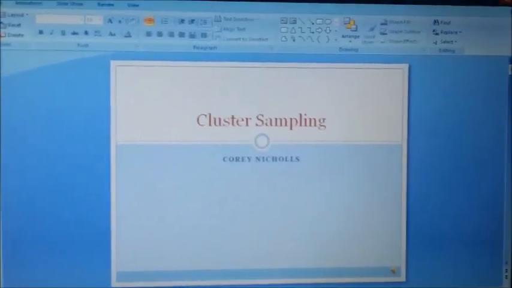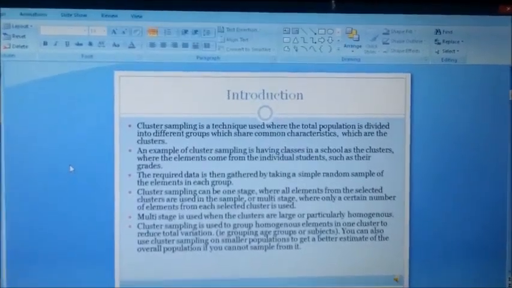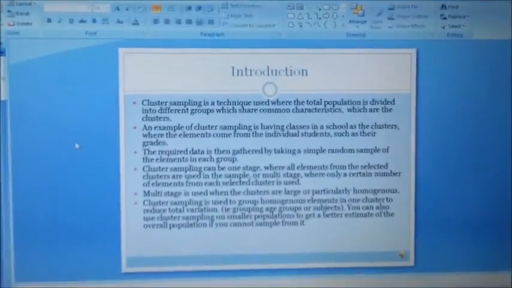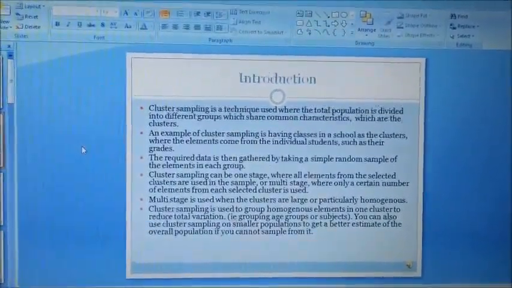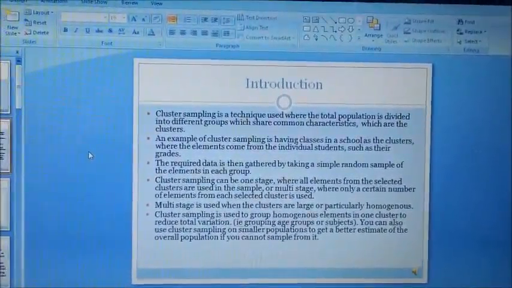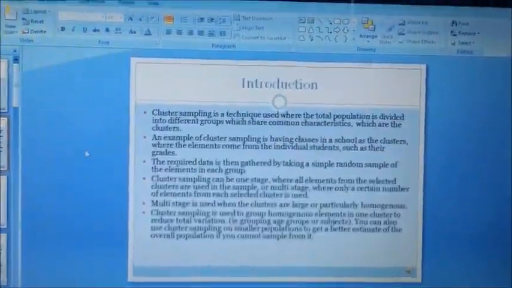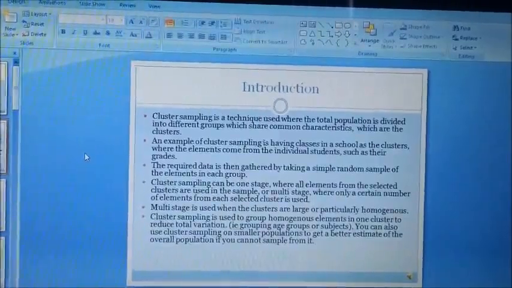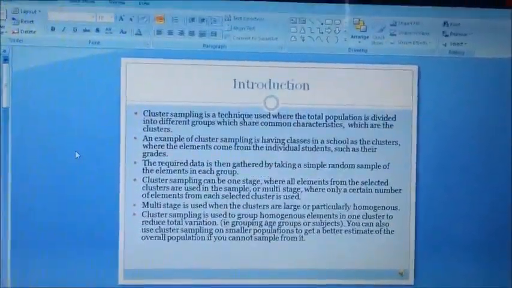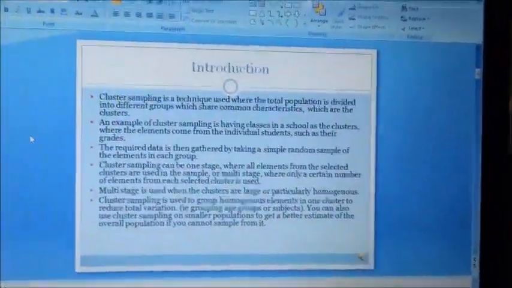Cluster sampling. This is the introduction. Cluster sampling is a technique used where the total population of a place that you're trying to estimate values of is divided into different groups which share common characteristics, and these groups are called the clusters.